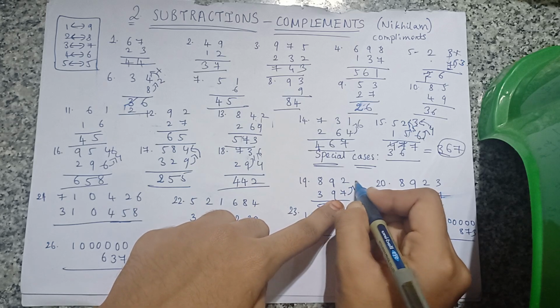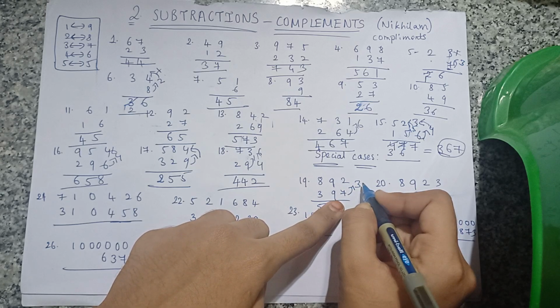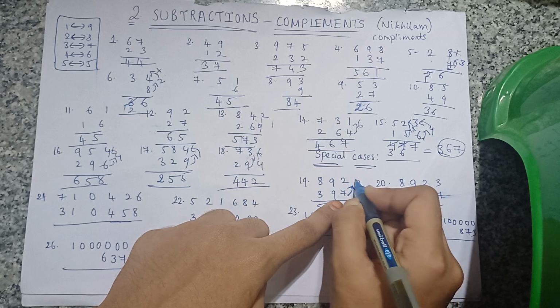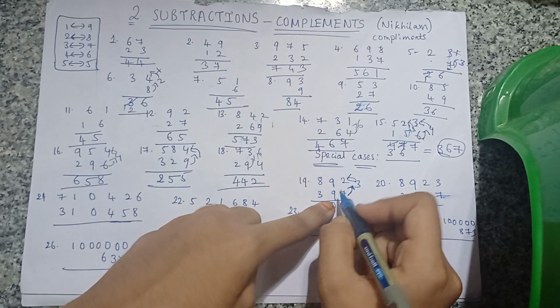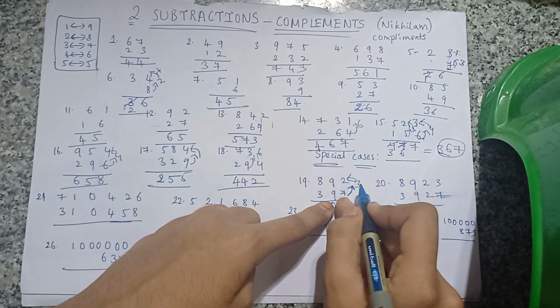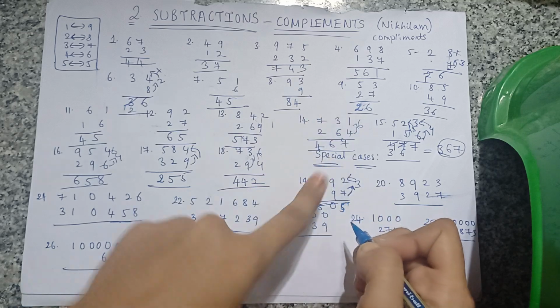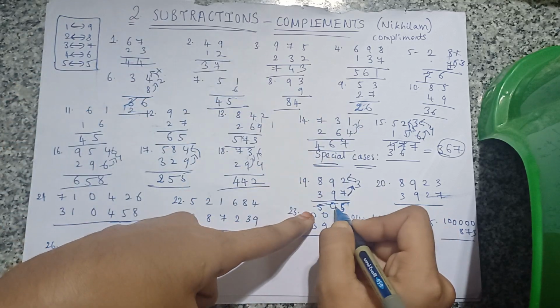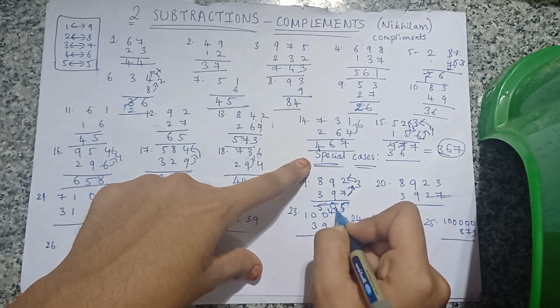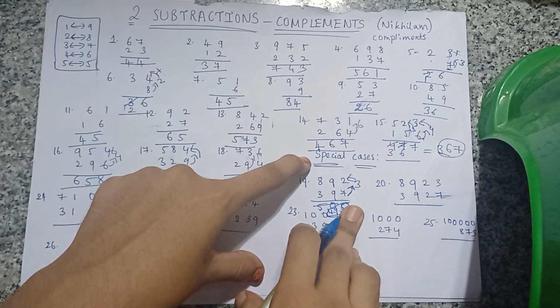So 7 minus 3, sorry, 7 complement is 3, and you have to add this to this. But since here we are getting a mismatching pair, we have to subtract 1 from this previous digit, right? So 50 minus 1, 495. This is your answer.